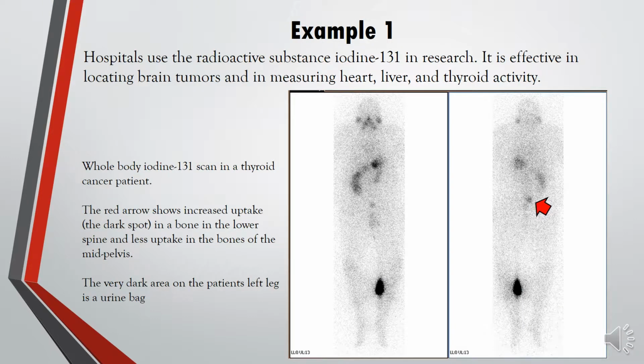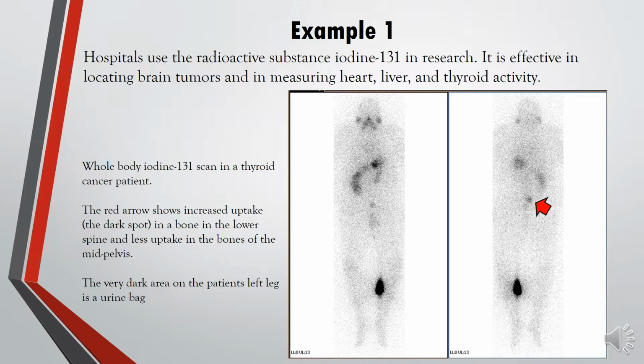So let's look at our first example. I'm just going to set up the example for you, tell you about this radioactive substance, iodine-131, and then we'll do the example. It says, hospitals use the radioactive substance iodine-131 in research. It's effective in locating brain tumors and in measuring heart, liver, and thyroid activity. So what will happen here is you may have a patient, and you may even see something like this in your clinical hours once you get into the nursing program, those of you who are nursing students.